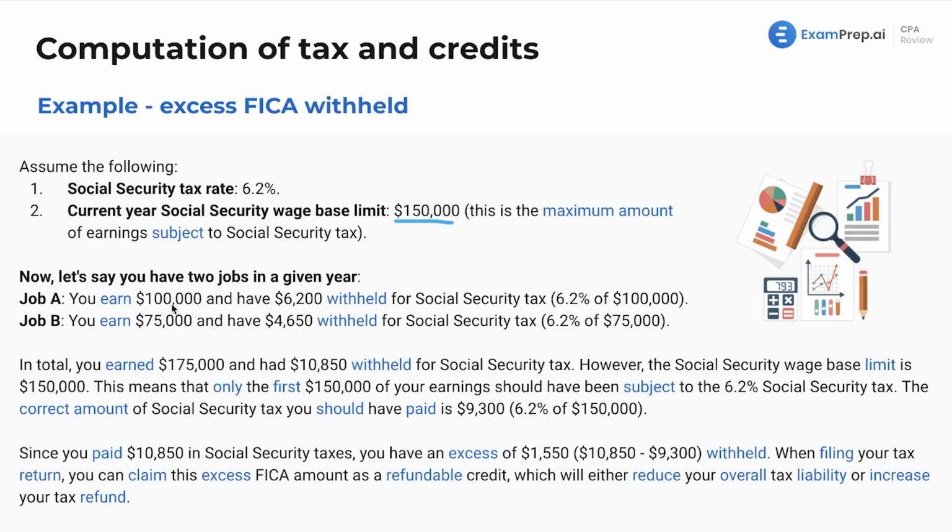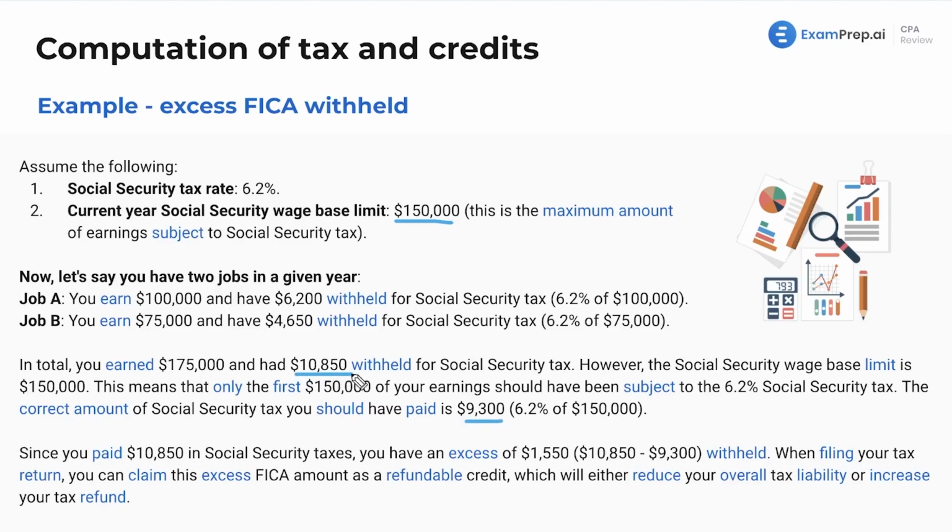Well, the jobs didn't know about each other. I mean, it's not their job to communicate with each other and say, oh, hey, you job all the way over there, I know that you're withholding from my employee's paycheck, so let's communicate. No, that's not how that works. So you should not be paying this 6.2% on anything over $150,000. So the total maximum amount that anyone would pay here is 6.2% of $150,000, which is $9,300.